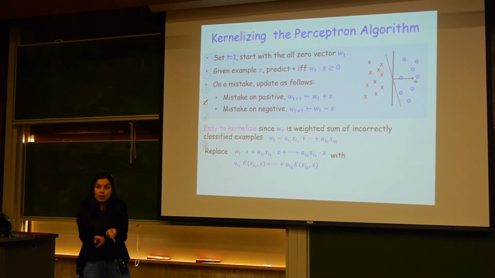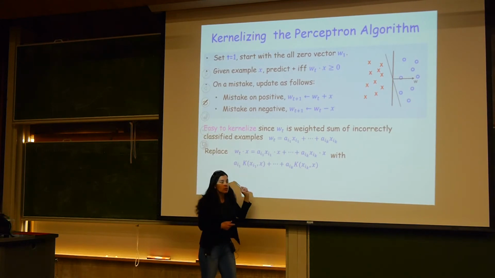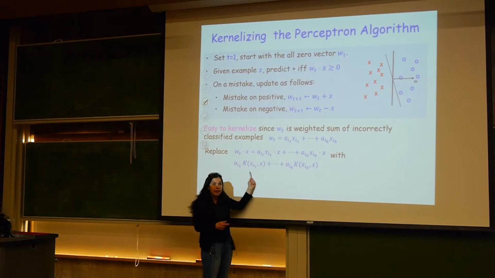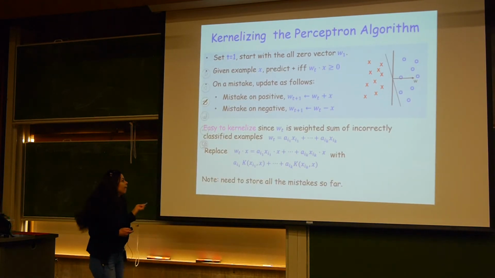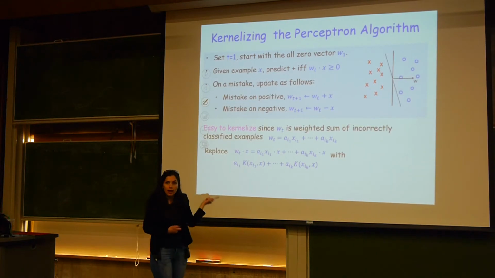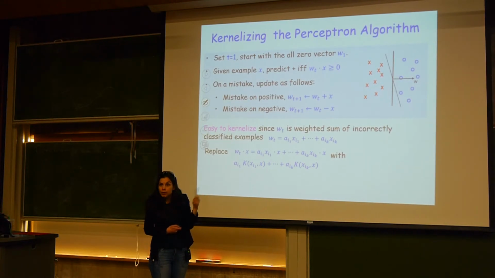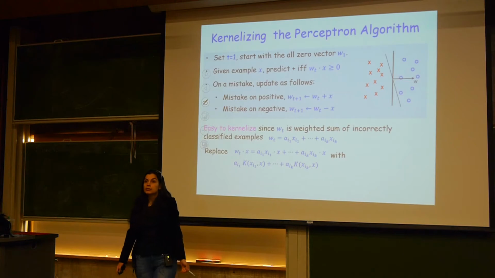That means I can kernelize it, because I can replace the dot product computation xi1 dot x with a kernel computation k of xi1, x, and so on. I can replace xik dot x with a kernel computation k of xik, x. If I do so, my algorithm will operate as if I map the data into the high dimensional feature space and run the Perceptron algorithm there.